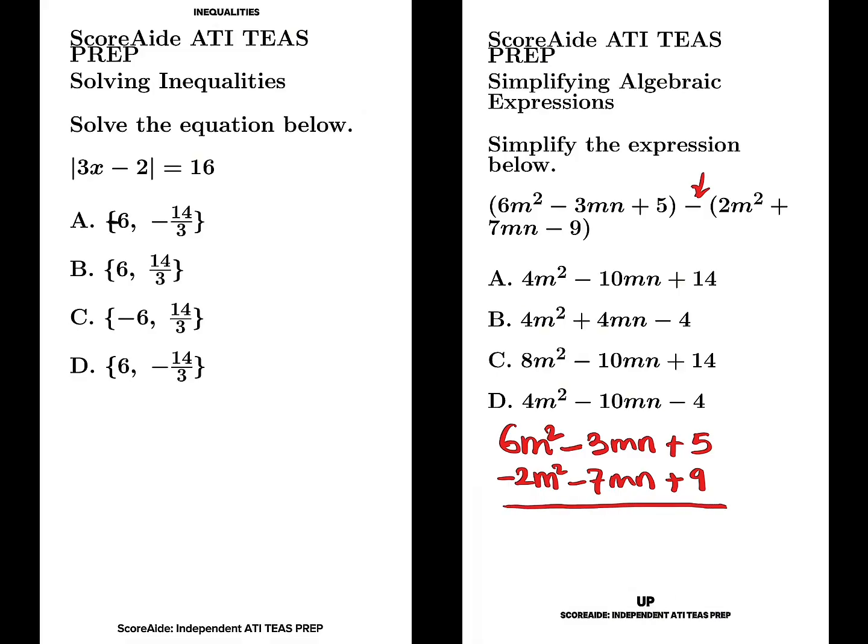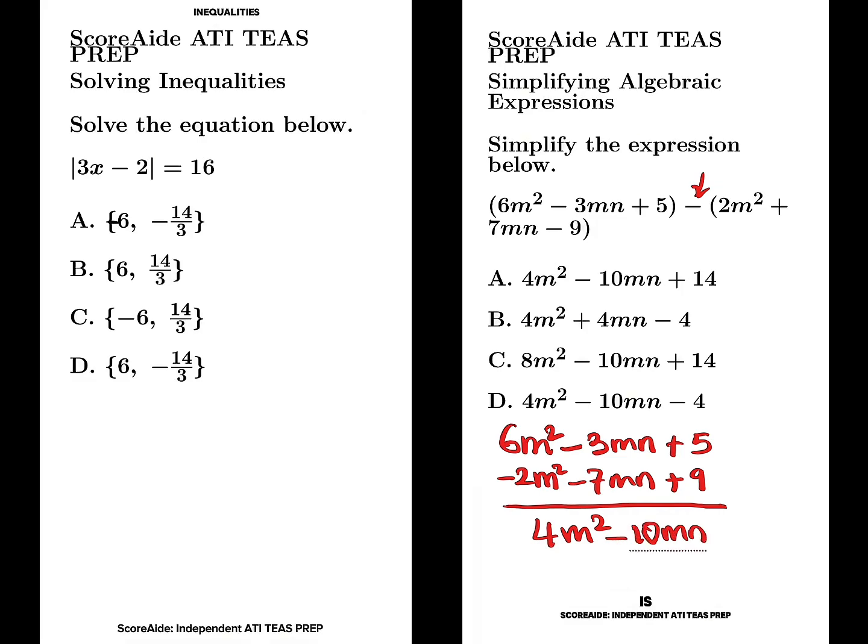Now let's add this up and see what happens. Like terms, right? 6m squared minus 2m squared is going to give you 4m squared, right? Minus 3mn minus 7mn is going to give you negative 10mn.